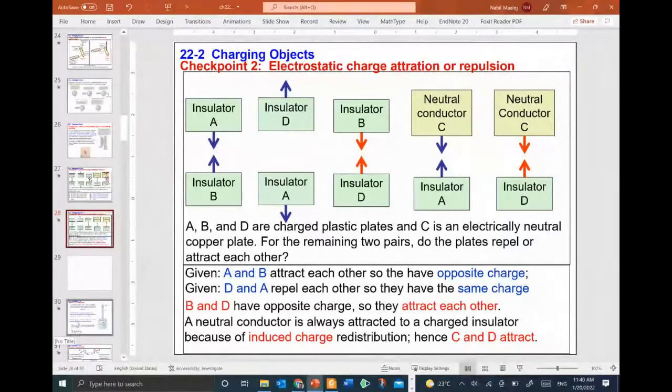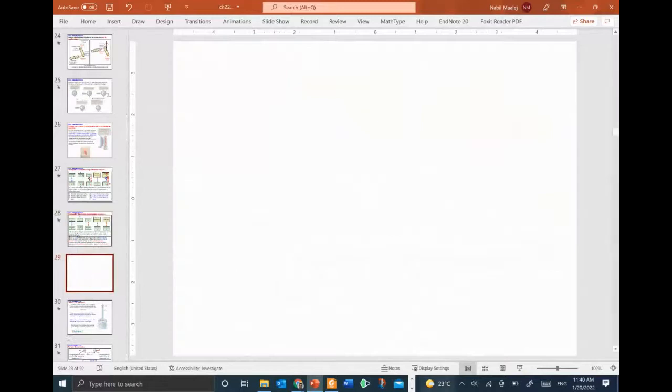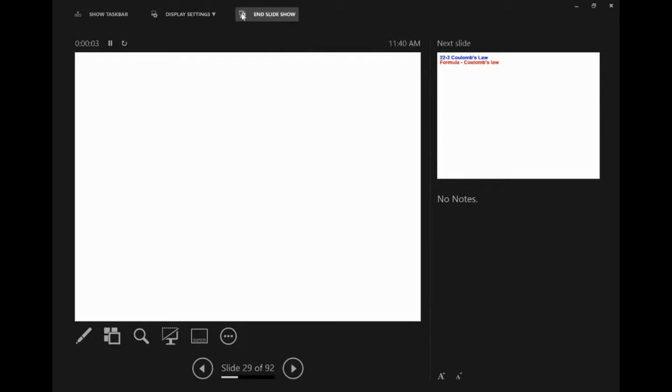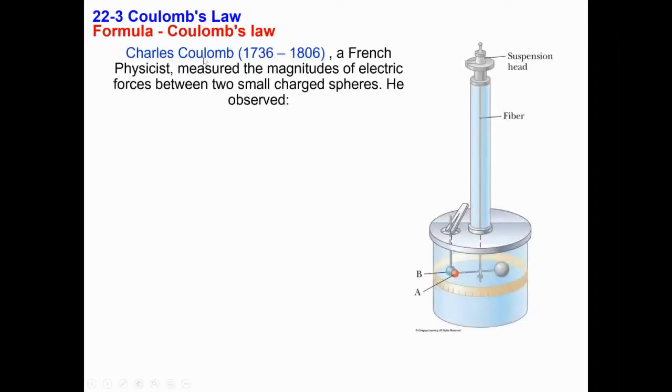Now we can move to the next important topic, the topic of Coulomb's law. This is one of the first laws we're going to cover in this course. Coulomb was a French scientist. In his experiment, he has two balls, two spheres, A and B. He induced charges on these spheres, and he wanted to measure the force of repulsion or attraction.